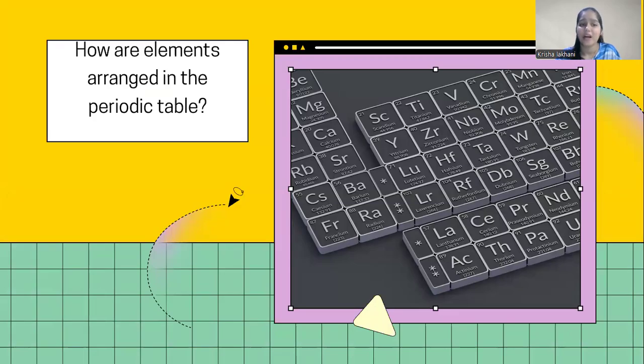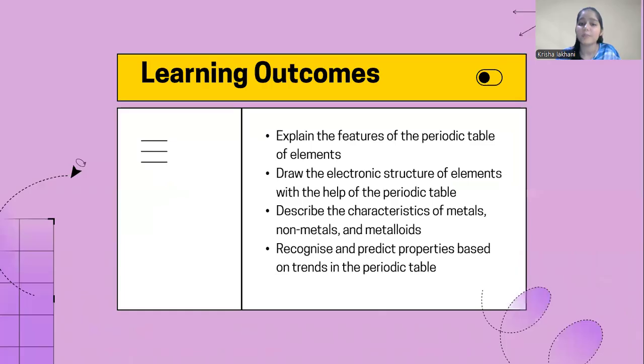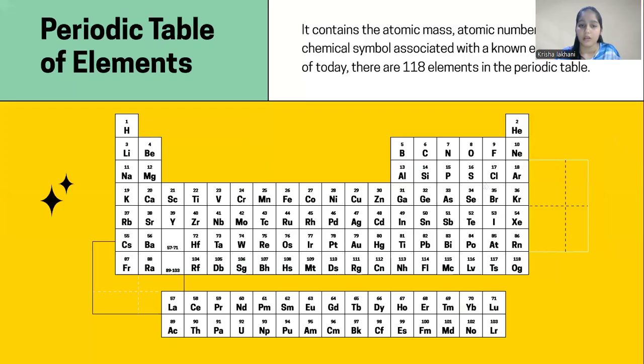How are the elements arranged in the periodic table? Have you ever seen a periodic table? Let me show you. This is the periodic table. It consists of so many atomic numbers and atomic masses. Now, what do you mean by atomic number and atomic mass? I will explain. But before that, let me explain what a periodic table is. It consists of 118 elements.